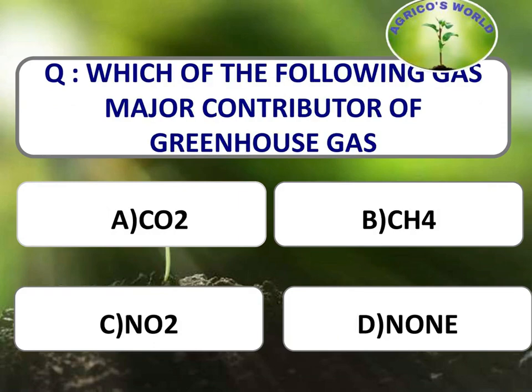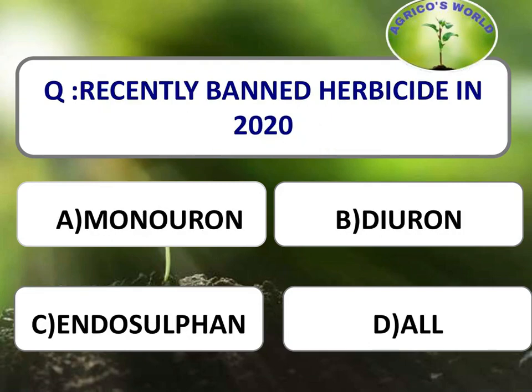Which of the following gas is the major contributor of greenhouse gases? Greenhouse gases include carbon dioxide, methane, chlorofluorocarbons, and among that, carbon dioxide is the major contributor, accounting for 55 to 60%. Going on to the next question.